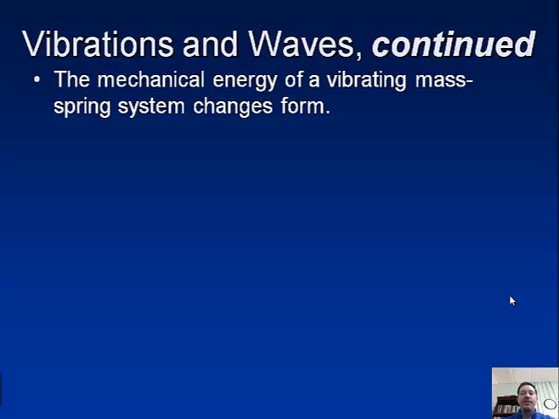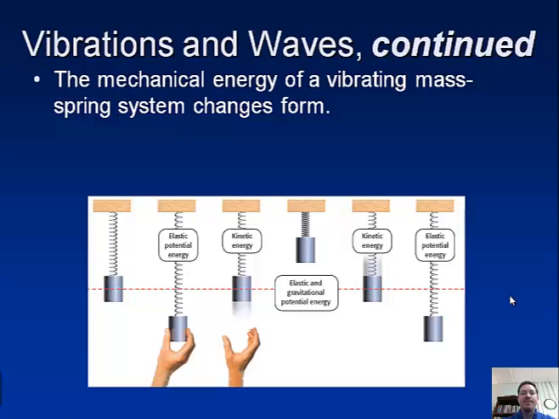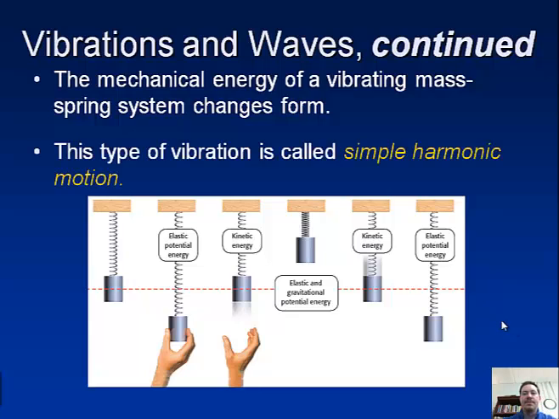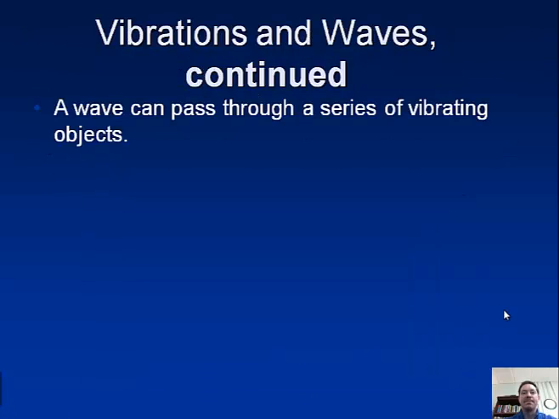The mechanical energy of a vibrating mass on a spring will change forms. Here we've got a mass hanging on a spring at rest. If we pull it down, we're adding elastic potential energy, and as we let go, the mass has kinetic energy. Then when it's above this stable line, we've got a combination of elastic and potential, and then it's coming back down with kinetic, and then it keeps oscillating like this. We call this simple harmonic motion because it's in a harmonic pattern.